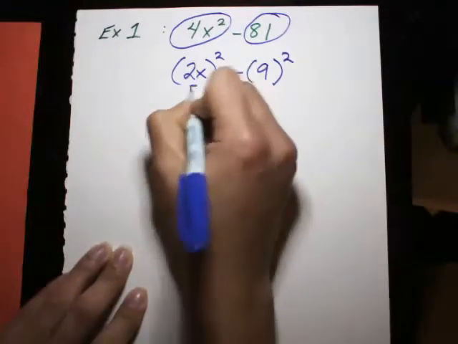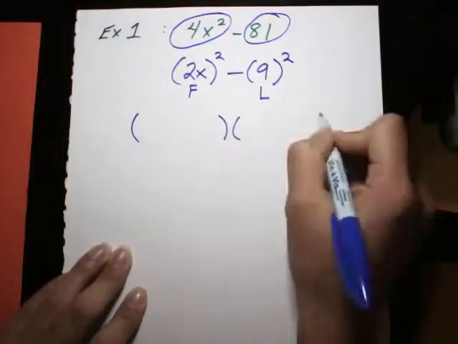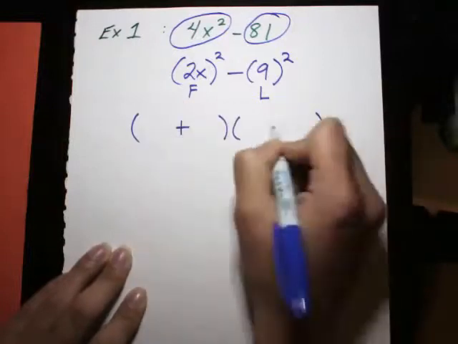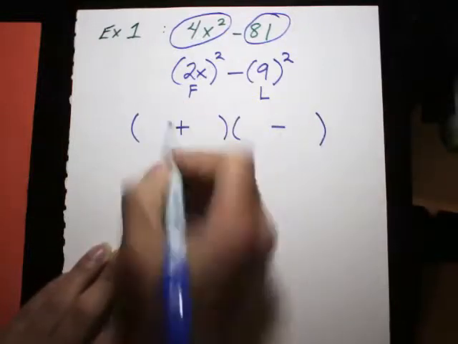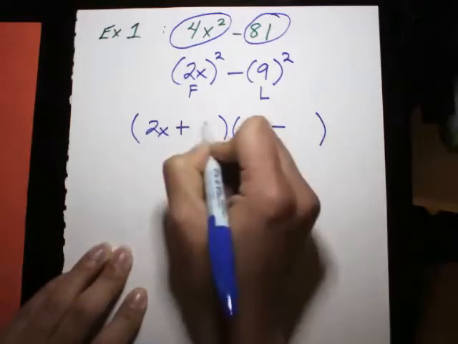So here you have your first and your last. Now we can rewrite it as two separate binomials, one being a plus and one being a minus. Put your first term in the first spot and your last term in the last spot.